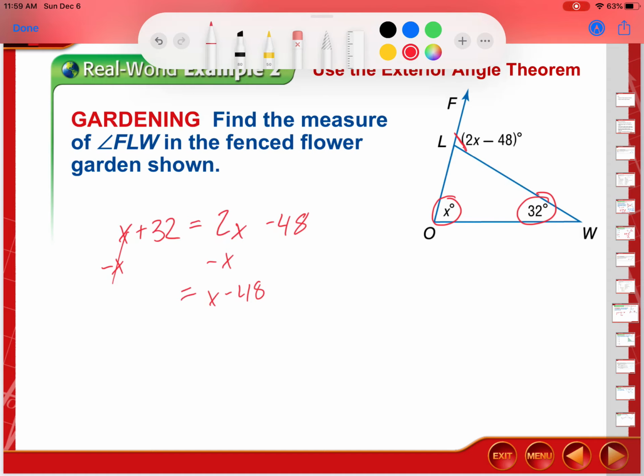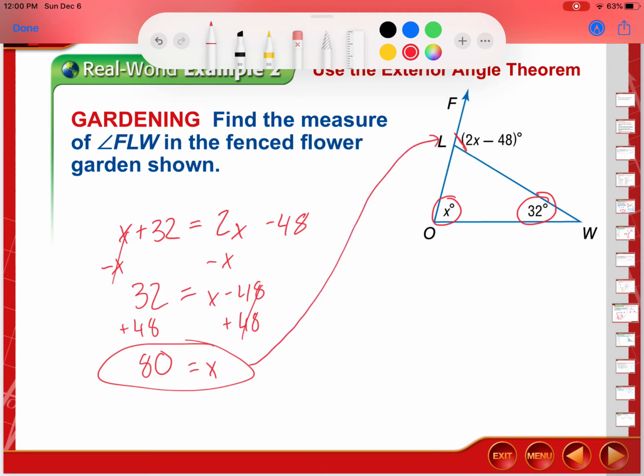So my first step, I want to subtract x from both sides, which leaves us with x minus 48 equals 32. And if we add 48 to both sides, we are left with x equals 80. So we have x equals 80, but we do not know what angle FLW is yet. And they don't want what x equals. They want angle FLW.